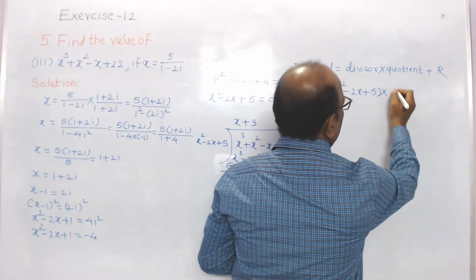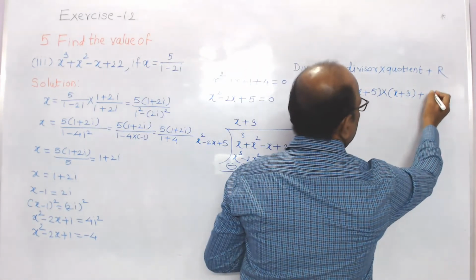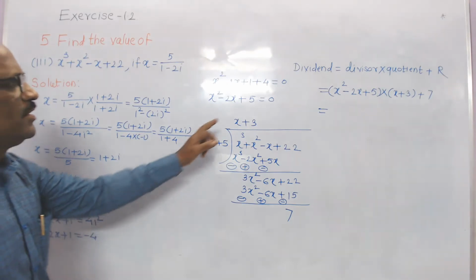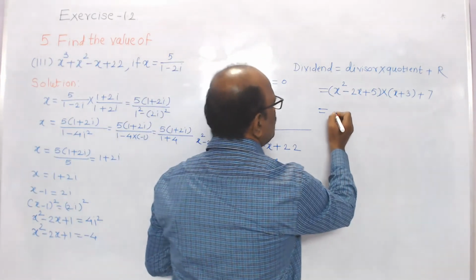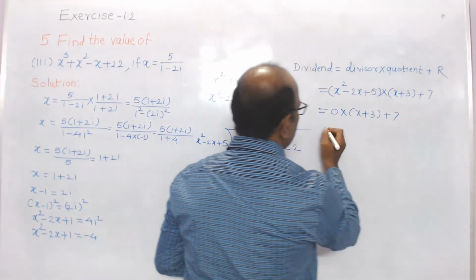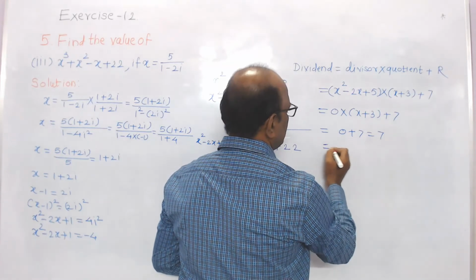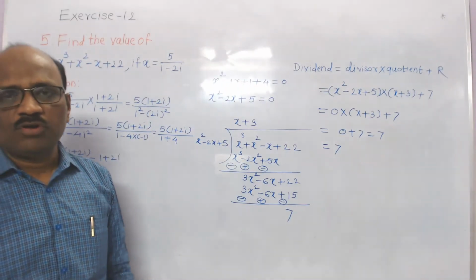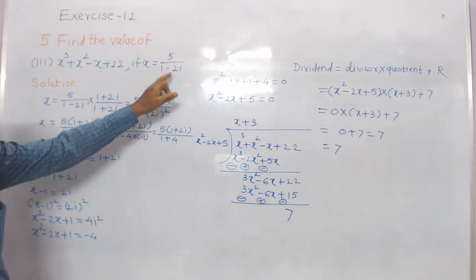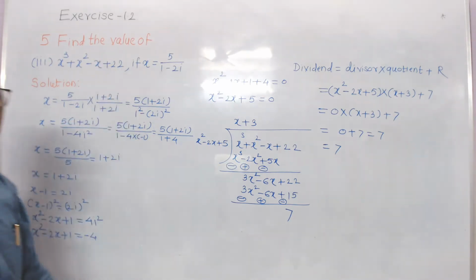Here the quotient is x plus 3 and the remainder is 7. Now see this here: the value of x square minus 2x plus 5 is 0. Therefore 0 into (x plus 3) plus 7 equals 0 plus 7, and hence the answer is 7. Therefore the value of the polynomial x cube plus x square minus x plus 22 is 7 when x is equal to 5 upon 1 minus 2i.